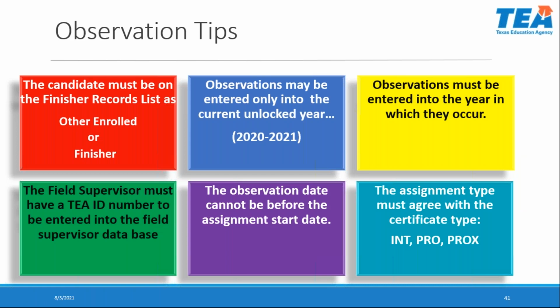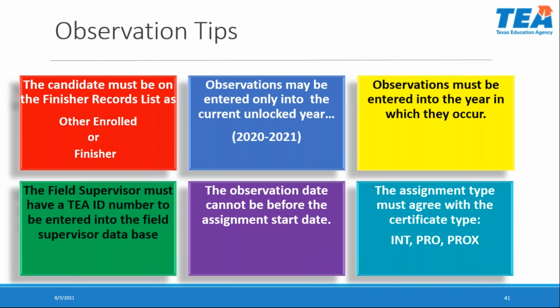To be successful uploading observations, here are some handy reminders. These reminders were developed from a list of common issues that arise each year around uploading observations. You will find additional tips for all uploads in the data reporting manual. First, remember the candidate must be on the finisher records list as either other enrolled or finisher. Second, observations may be entered only into the current unlocked year, in this case, 2020-2021.